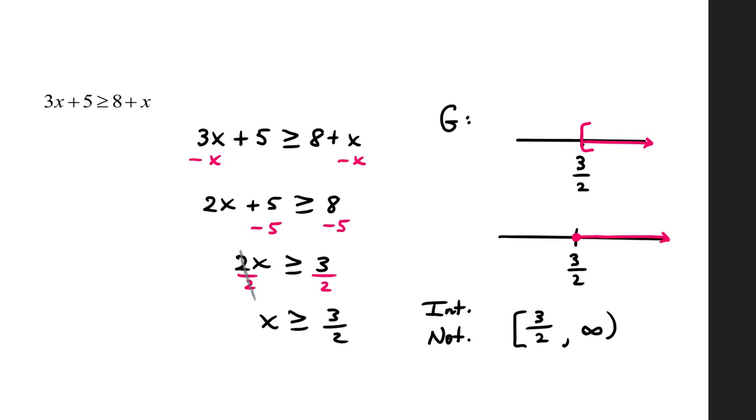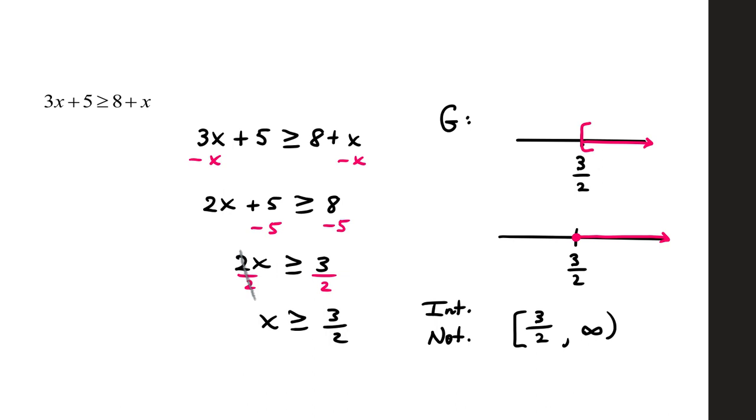And our last example, 3x plus 5 greater than or equal to 8 plus x. We subtract x on both sides. That leaves 2x plus 5 greater than or equal to 8. Then subtract 5 on both sides. That leaves 2x greater than or equal to 3. Divide by 2, x greater than or equal to 3 halves.